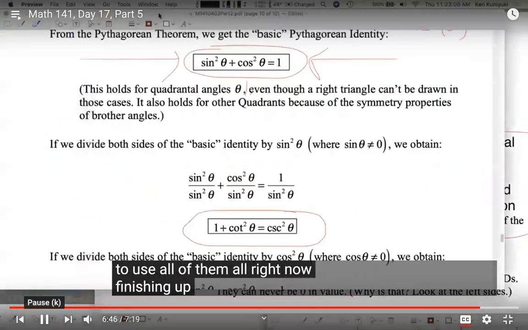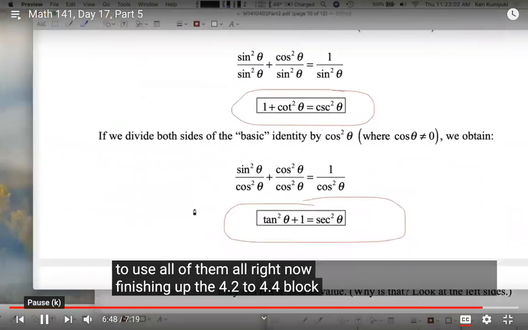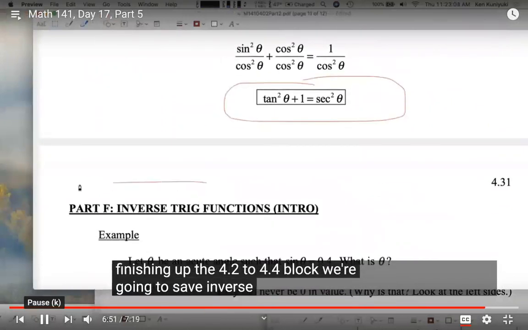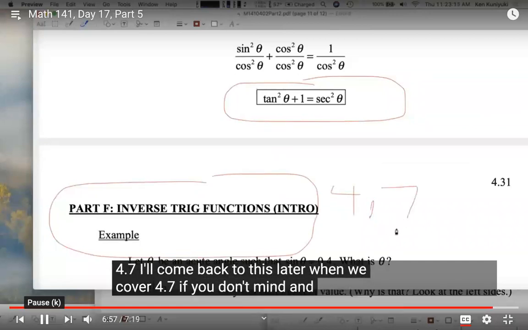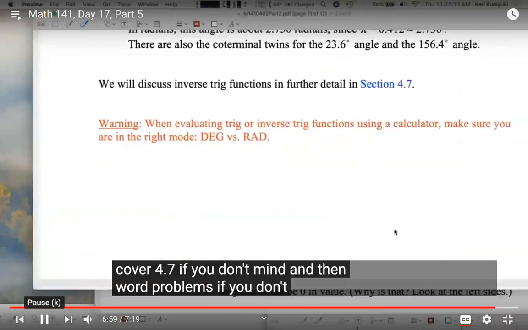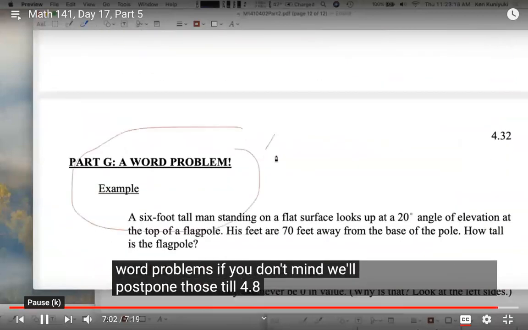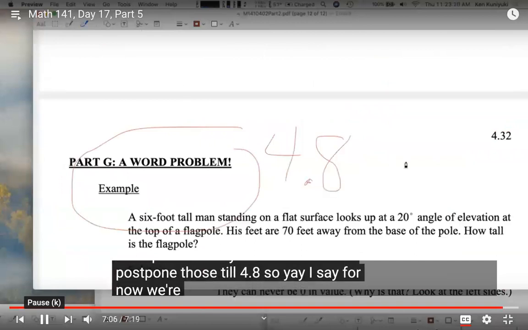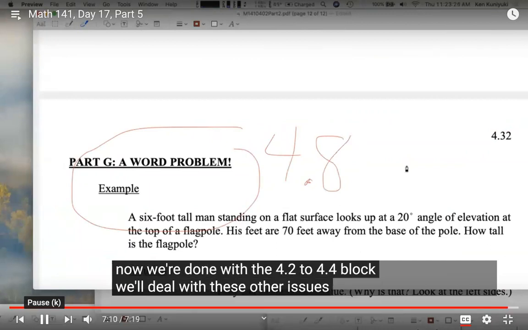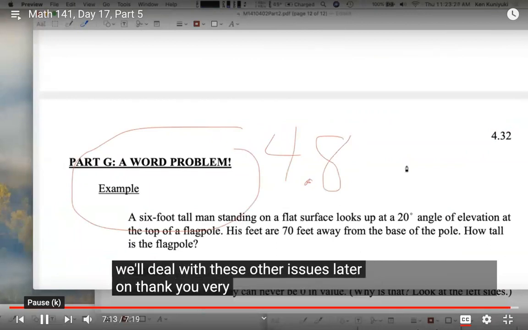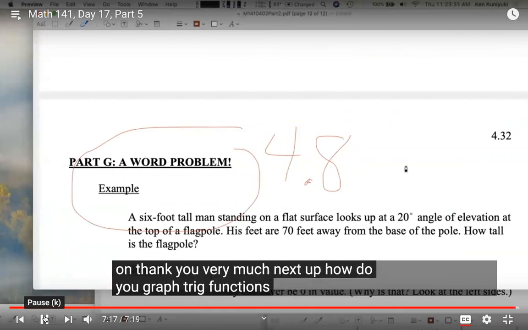Now, finishing up the 4.2 to 4.4 block, we're going to save inverse trig functions for 4.7. I'll come back to this later when we cover 4.7, if you don't mind. And then word problems, we'll postpone those till 4.8. So I say for now we're done with the 4.2 to 4.4 block. We'll deal with these other issues later on. Thank you very much. Next up, how do you graph trig functions?